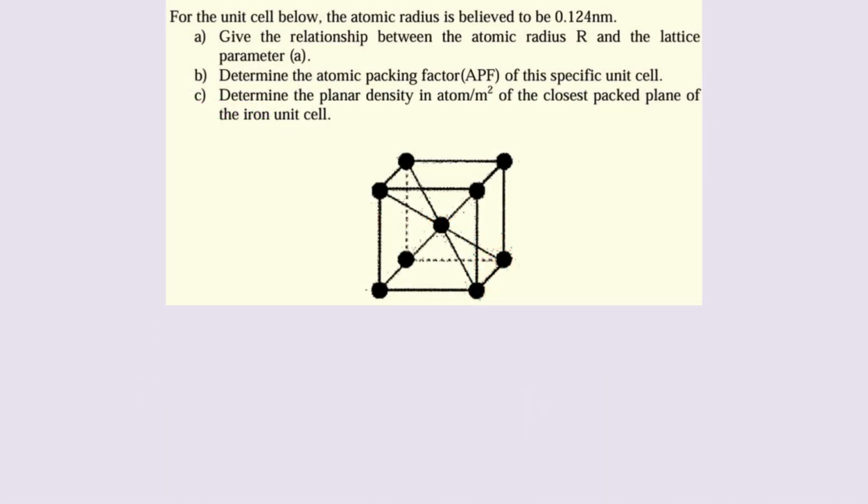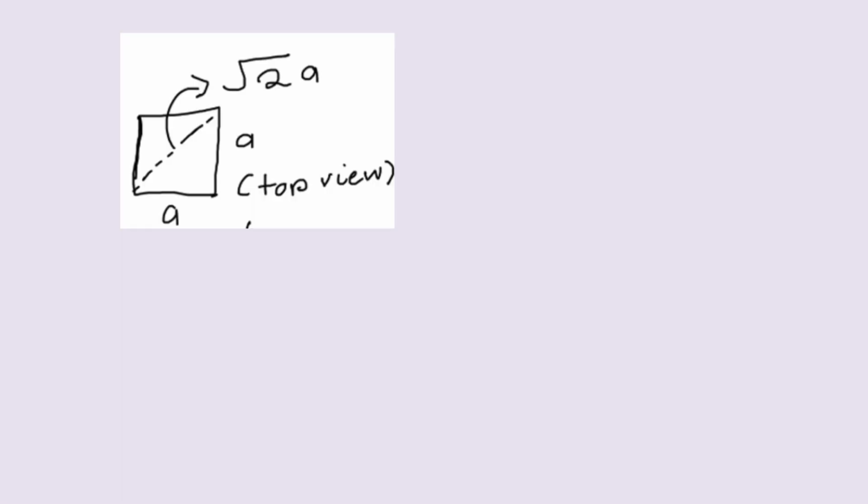Let's have a look at our first example, whereby we are asked to solve three sub-questions in relation to the figures shown. In part A, we are asked to determine the relationship between the atomic radius r and the lattice parameter, A, and in order to do that, we start off by drawing a cross-sectional view of the unit cell, which is a BCC unit cell in this case, as discussed in our previous video.